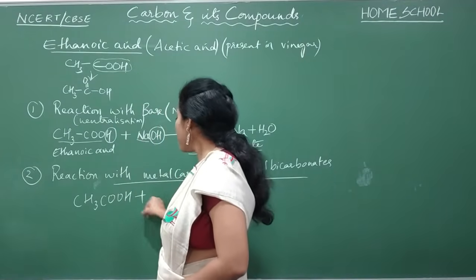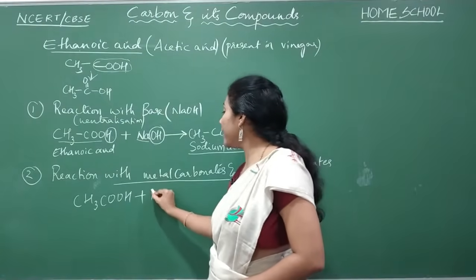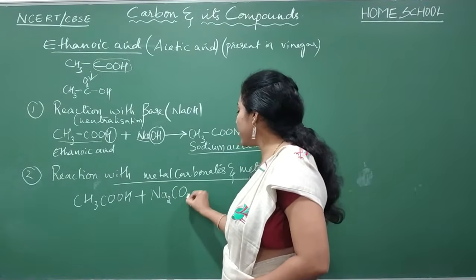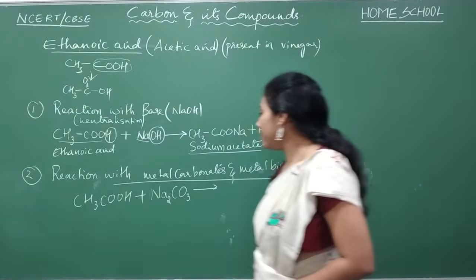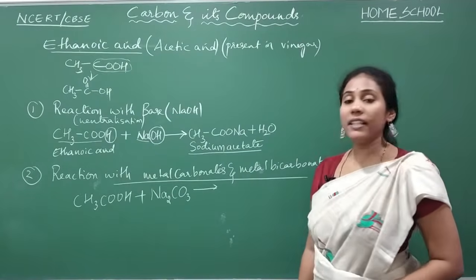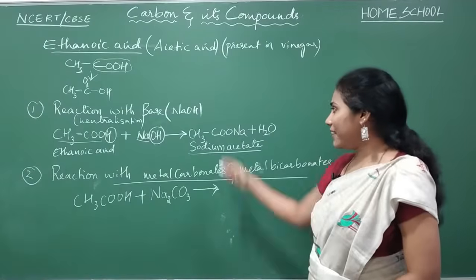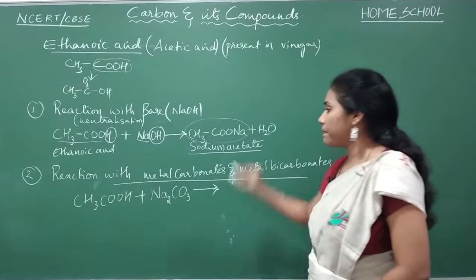CH3COOH. So what is the metal carbonate you can take? Sodium carbonate. Formula Na2CO3, isn't it? So what happens here? Salt, water, carbon dioxide. Okay. So what is the salt you will get? The same salt. Salt of acetic acid is always this.